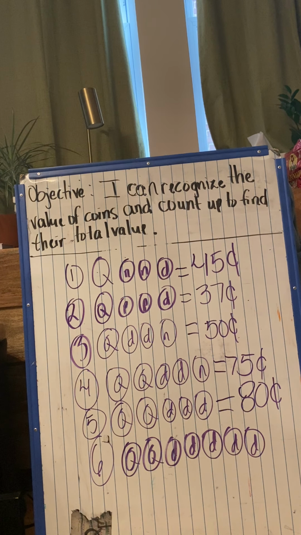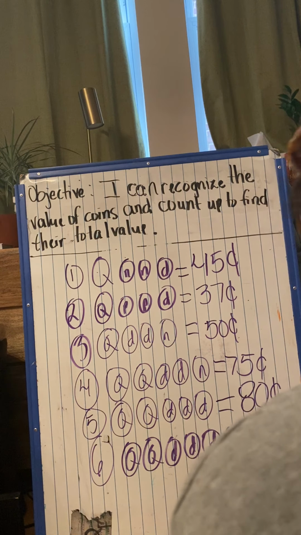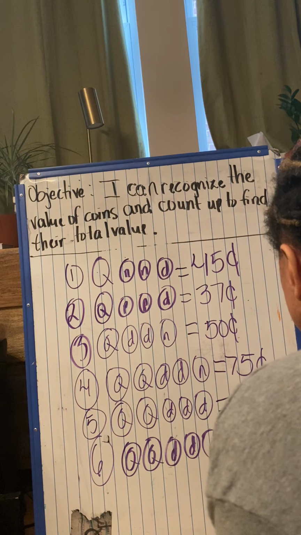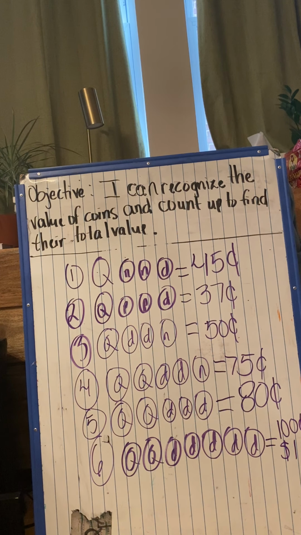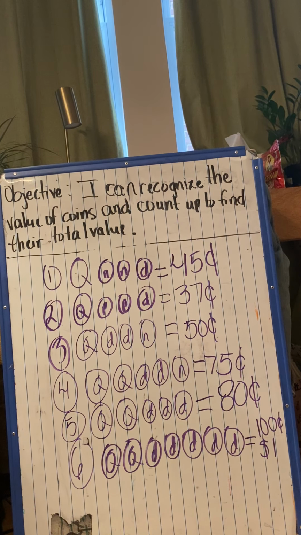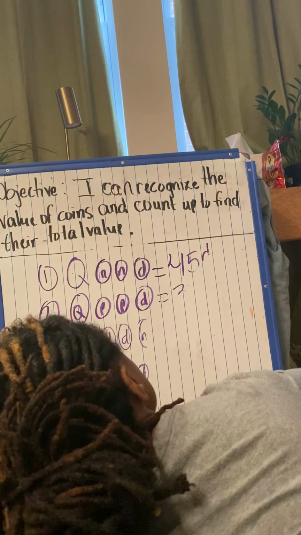What about number 6? 25, 50, 60, 70, 80, 90, 100 cents. Or $1. So we can write it as 100 cents, or we can write it as $1. Perfect. Let's have some more practice before I release you to complete your problem set and your exit ticket.